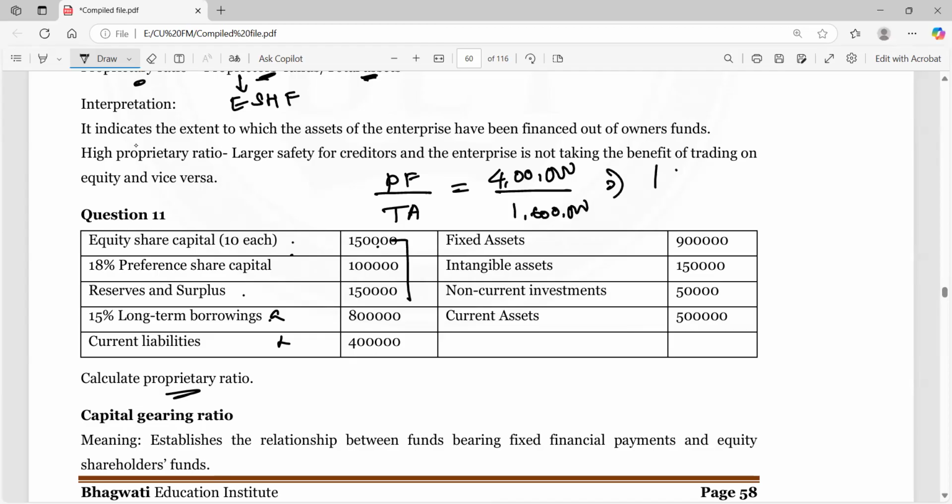How much? 1 is to 4. So what does it mean? For every 4 rupees of asset, there is 1 rupee of proprietors fund in the organization. Is this clear? Any doubt in this? Any doubt so far? Did everyone understand it? Here is 1 rupee of proprietors fund.